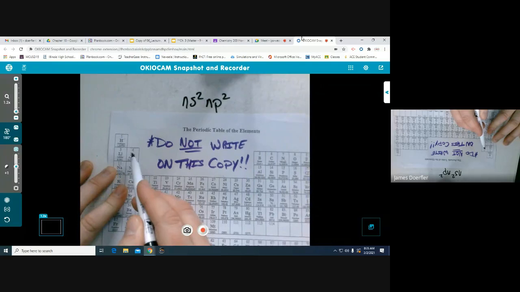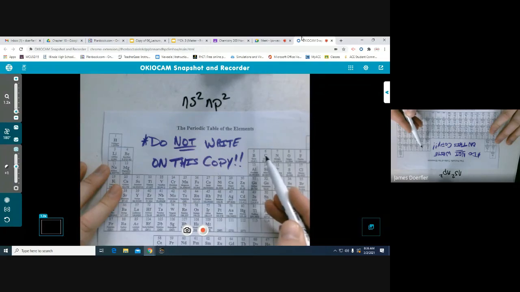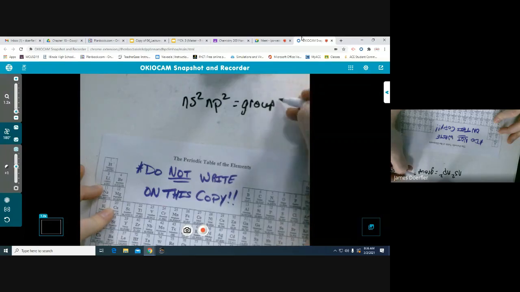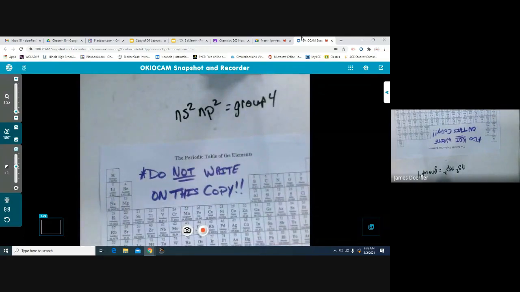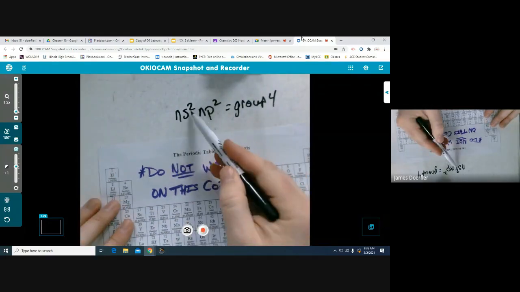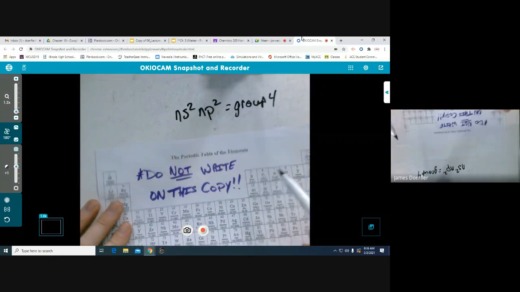S1, S2, hop over the ocean, P1, P2. Can we tell what group number that is? It doesn't really have a name for a family. This would be, someone say it, I heard someone say it. Group 4. Group 4 has a valence electron configuration of ns2 np4. So again, don't get caught up on the n's. Just pick a row and just count like we have been doing. 1, 2, 1, 2.